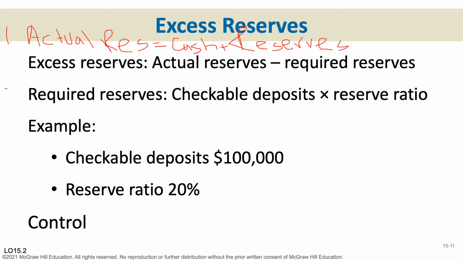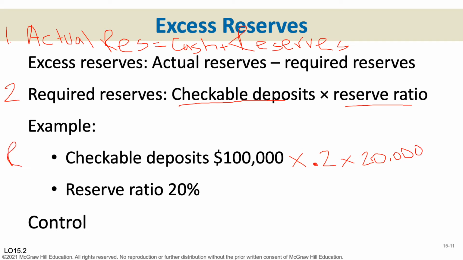My step 2 then is to calculate required reserves. Required reserves is however much they give us in checkable deposits, and that figure's always given, times the required reserve ratio, and that figure's always given. So we just have to multiply it. If your required reserve ratio here is 20% and your checkable deposits is 100,000, then if I take away that percent sign, I move the decimal 2 places to the left. So I'm going to do 100,000 times 0.2, and 100,000 times 0.2 is 20,000. So that's my required reserves.